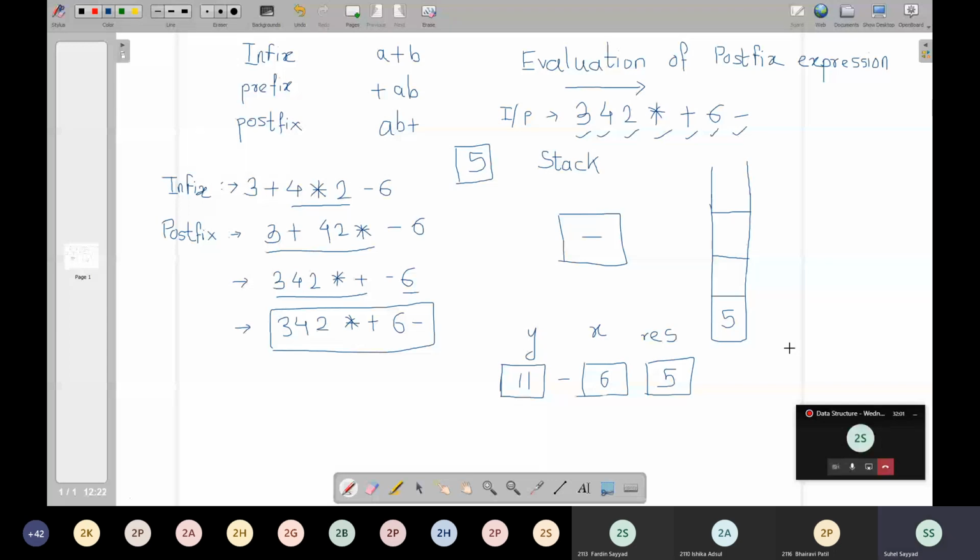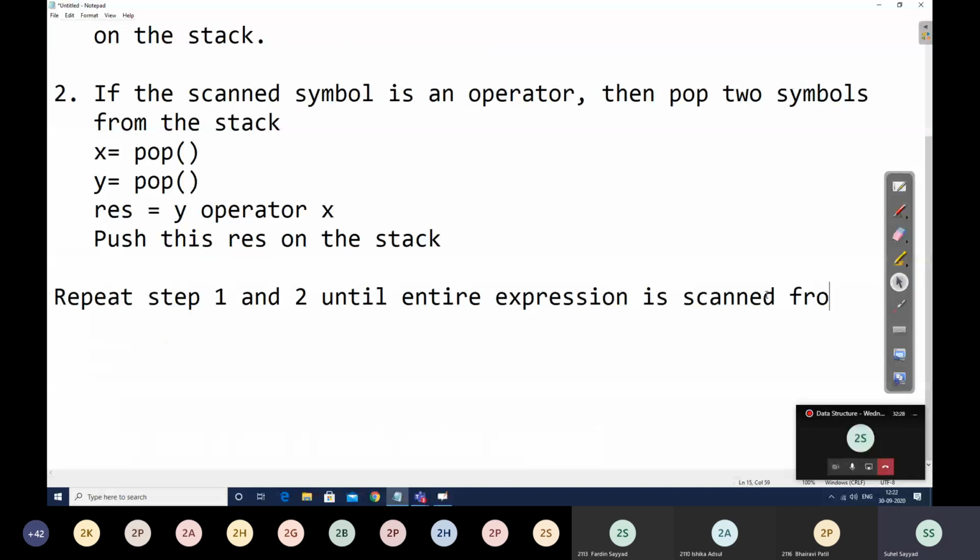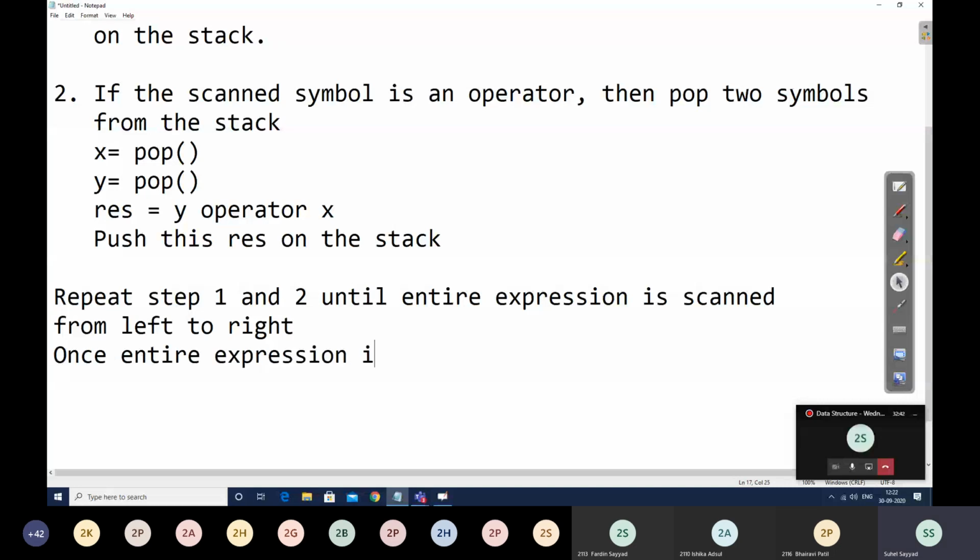We have to repeat step 1 and 2 until the entire expression is scanned from left to right. Once the entire expression is scanned, perform pop for the final result.